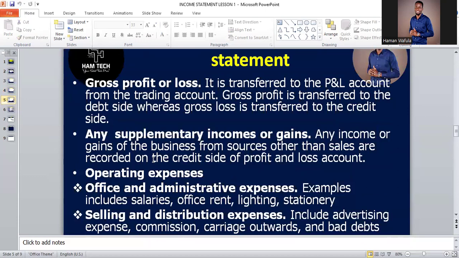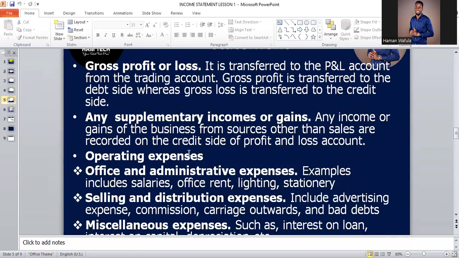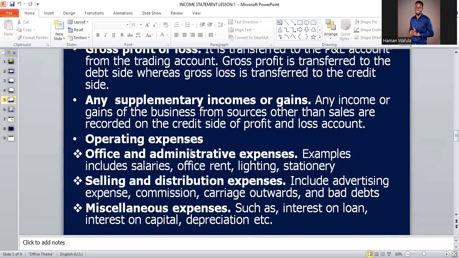We also have gross profit or gross loss. I've talked about gross profit, whereby it is the profit that is there before you subtract the operating expenses. Supplementary incomes are any other incomes that you have except the gross profit, for example, discount received and rent income.